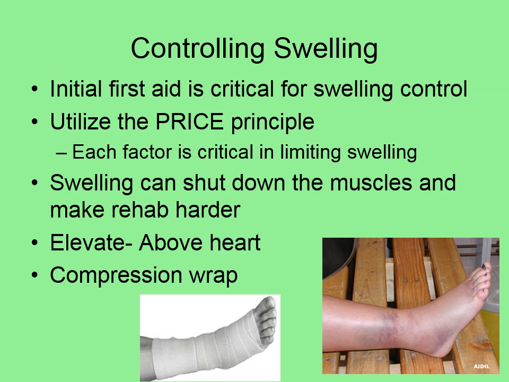So remember, when we elevate, we want to elevate above the heart and use an ACE wrap or a compression wrap. For this particular individual, you can see she has swelling all the way down into her foot, all the way back around her ankle, and even up into her leg. So this whole area is swollen, and that's probably all from an ankle injury right in that general area. So she got very swollen.